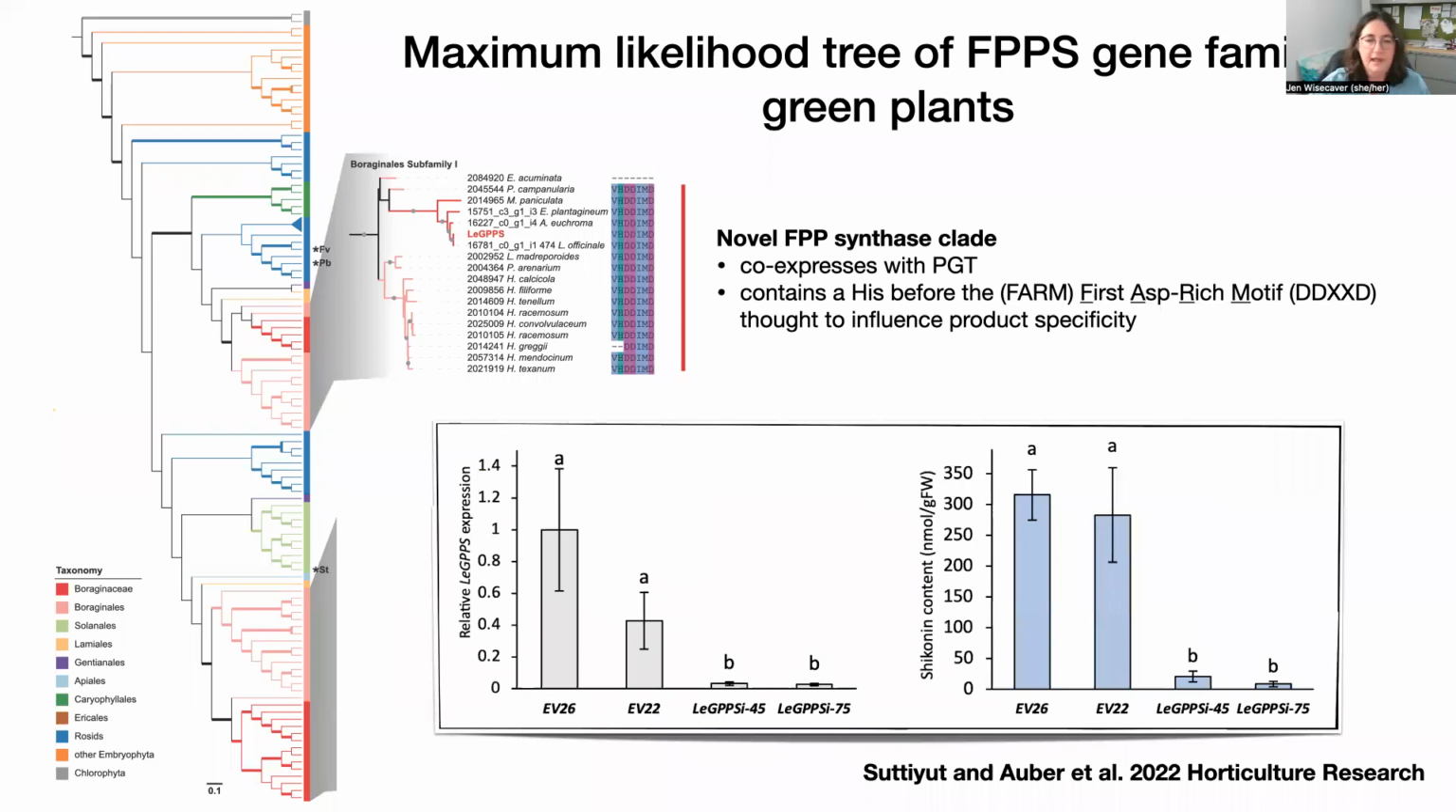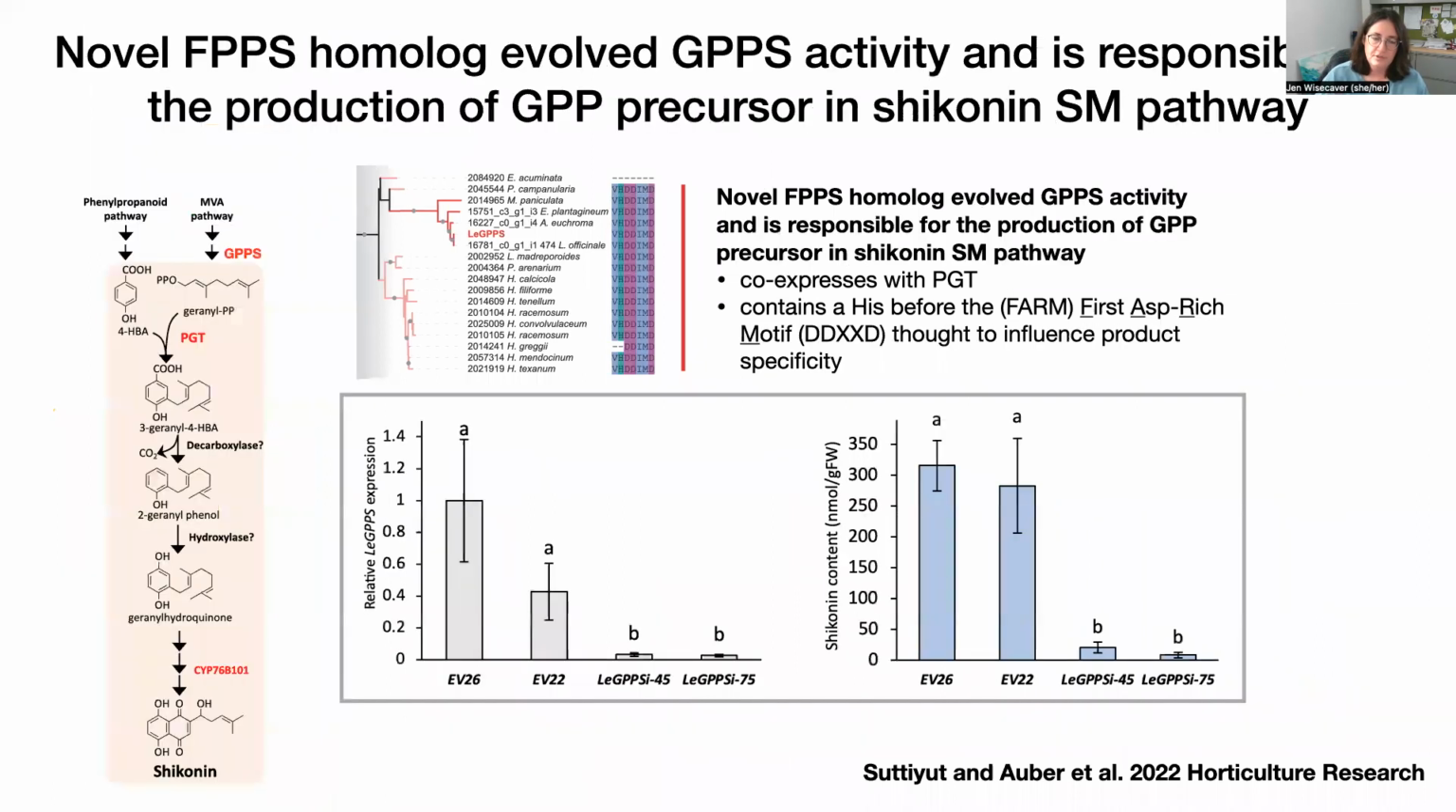TT in Josh's lab followed up with an RNAi experiment to show that when we knock down this GPPS gene in Lithospermum, we also knock down Shikonin production. So all of that together shows that we have a novel FPPS homolog that has evolved GPPS activity and is responsible for the production of this GPP precursor in the Shikonin pathway. And so I've added it to our list of known genes here for this pathway.